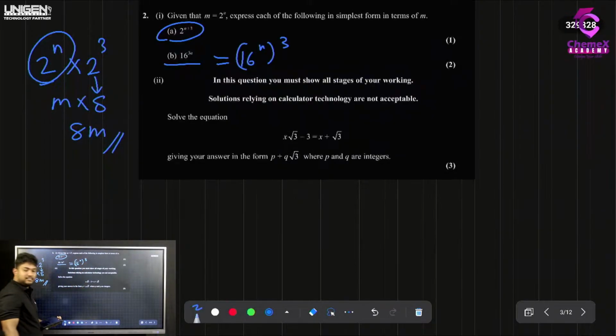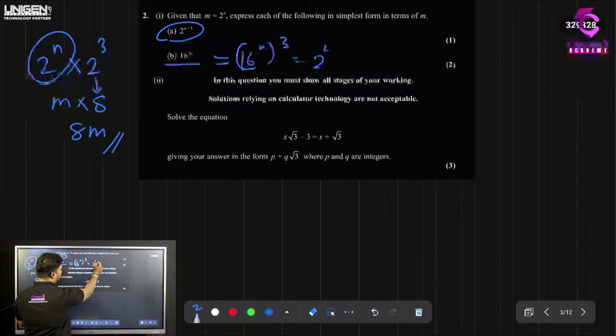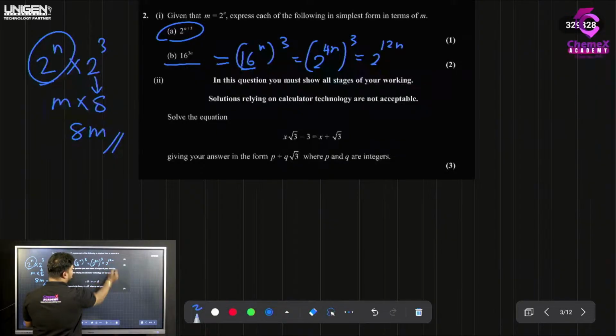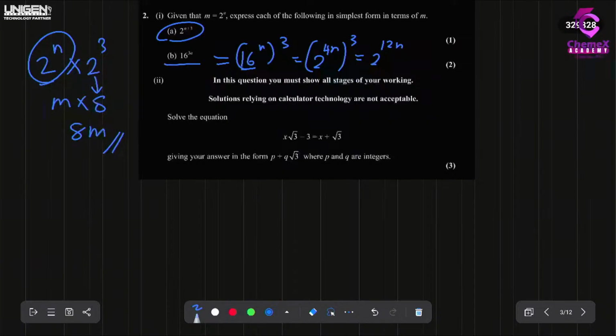That's also correct, not wrong. So then you can split this 16 as what? 2 to the power 4, and you have n and 3. So which becomes 2 to the power 12n. That's also one method you can go with. Or else, what can you do? You can straight away write this 16 as 2 to the power 4 and 3n as a power. Then you straight away get 12n.